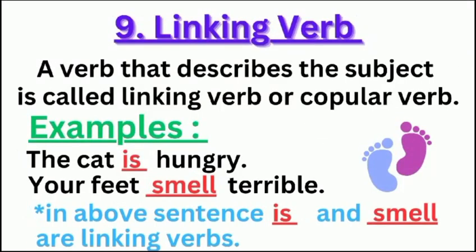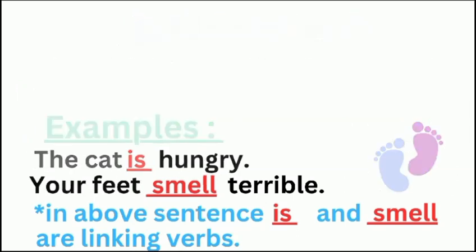9 linking verb. A verb that describes the subject is called a linking verb or copular verb. Examples: the cat is hungry. Your feet smell terrible. In the above sentences, is and smell are linking verbs.